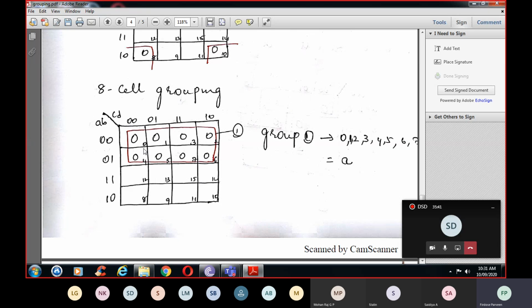So in group 1, I've written cell numbers. It corresponds to which row? It corresponds to this row. Okay, so what is common, which is not changing? A is not changing. This is A plus B and this is A plus B bar. So I'll write A and it is covering all the columns, so that is nothing but equal to 1. So I'll write it as only A.